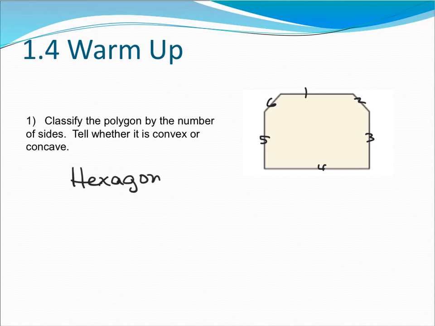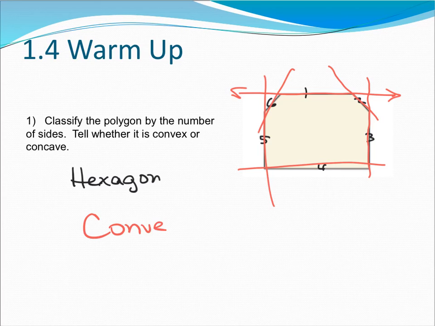Next, I'm going to tell whether it is convex or concave. And the way that I test that is, remember, you would draw a line on the sides. If that line goes into the interior of the polygon, then it's concave. If it stays on the outside for all of the sides, then it's convex. So this would be convex because none of those sides, when I draw a line along them, enter into the interior of that polygon.